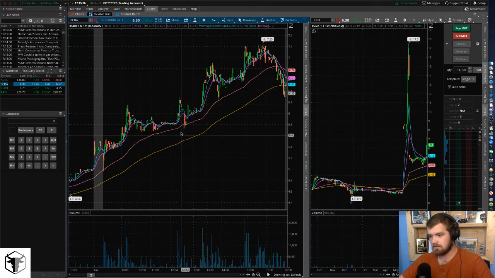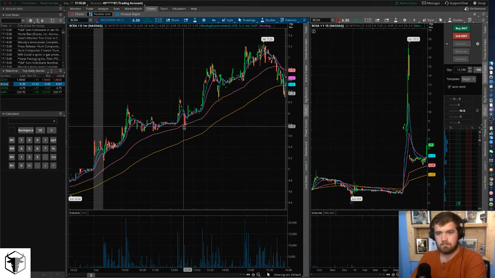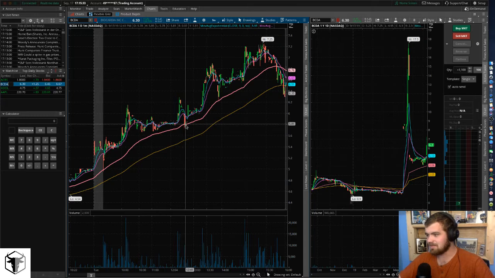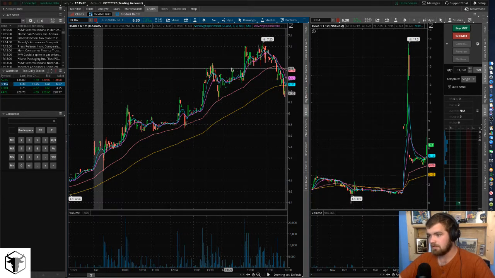So looking here, it comes in contact with the 90. And then we get some sort of push up. Boom. It almost comes in contact right here. It does push up until we get this breakthrough.